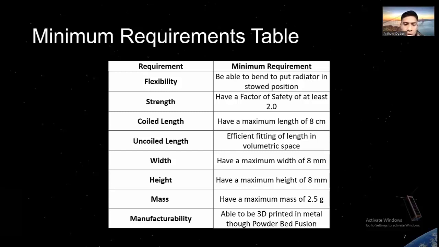The strength is also an important requirement because we must have a factor of safety of at least 2. The other requirements are important as well, like coil length, which would have a maximum length of 8 centimeters, and width, height, mass, and manufacturability, which is another important requirement because we need to 3D print the flexures in order to get experimental data to validate our simulations.